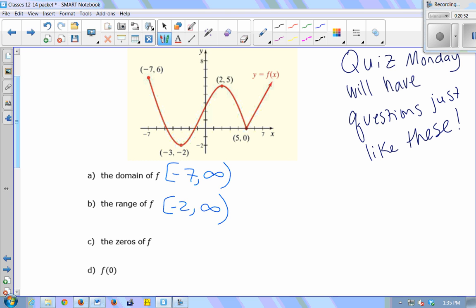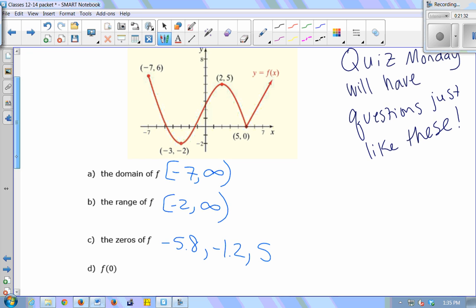All right, the zeros of f, right? These are x-intercepts. So the zeros are the x-intercepts, and where do they happen? Like negative 5.8 approximately. Negative 1.2. And where else? 5. Yeah, that also touches the x-axis at 5. So those three numbers are called the zeros of f. So you can just list them like that, or you could write x equals those three numbers. Either one would be correct. So those three numbers are the zeros, the places where the function equals zero.